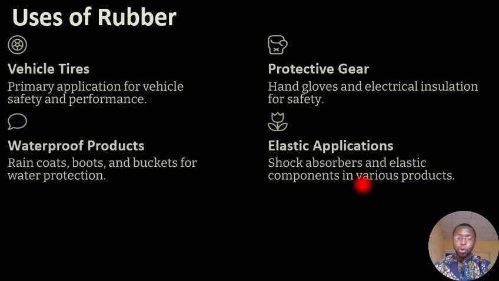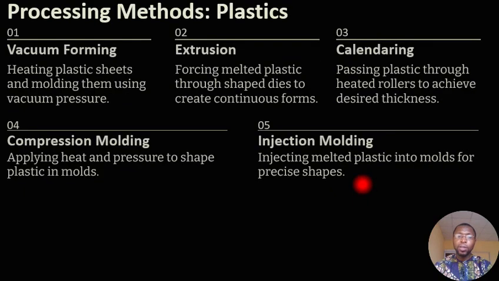All right, so let's now look at the process of making plastic before that of rubber. The first stage in this process is called vacuum forming. Vacuum forming involves heating the plastic sheet, the material that makes up the plastic. You subject it to heat, and then you mold it using what we call vacuum pressure.